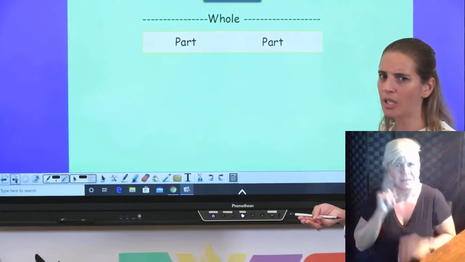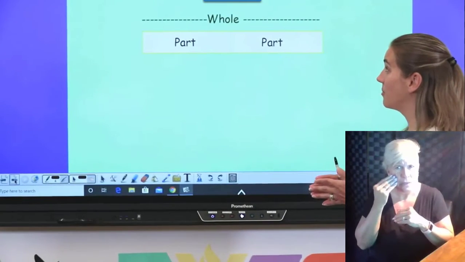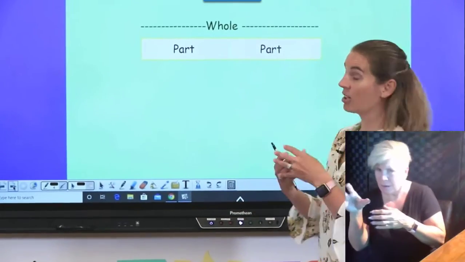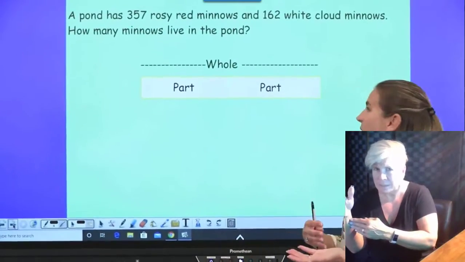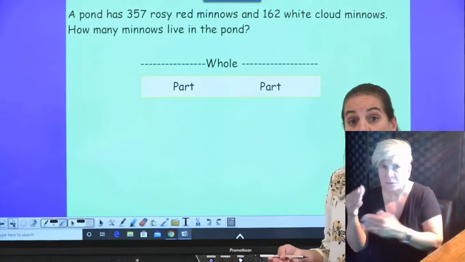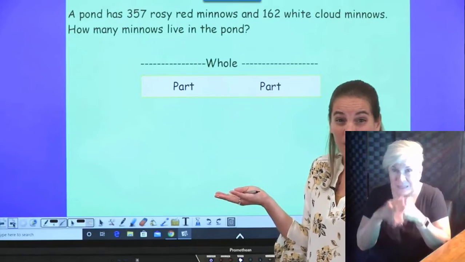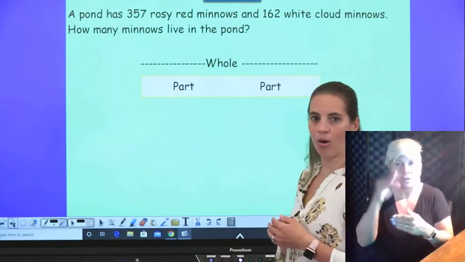Okay, well, let's think about what we know. I know that part of the minnows are red rosy minnows, and I know that part of the minnows are white cloud minnows. But what I don't know is how many minnows are in the pond. I don't know how many total, right? So I don't know my whole.